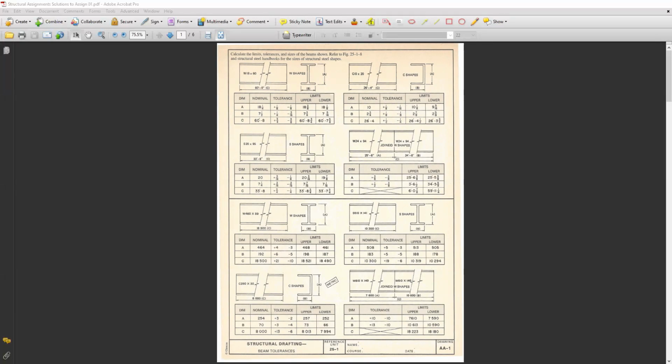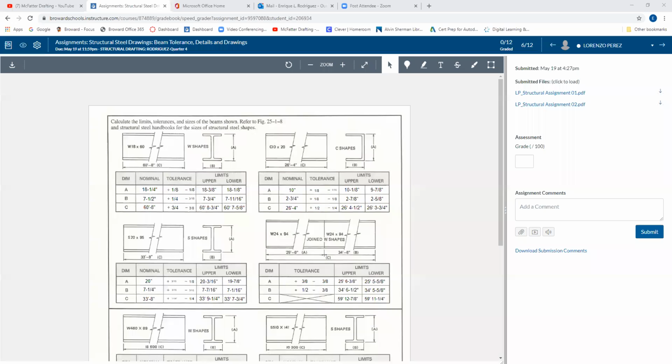And a W, it's joining two W24 by 94s. You see that? Oops. Every time I do this, hold on. All right. Am I still on it?